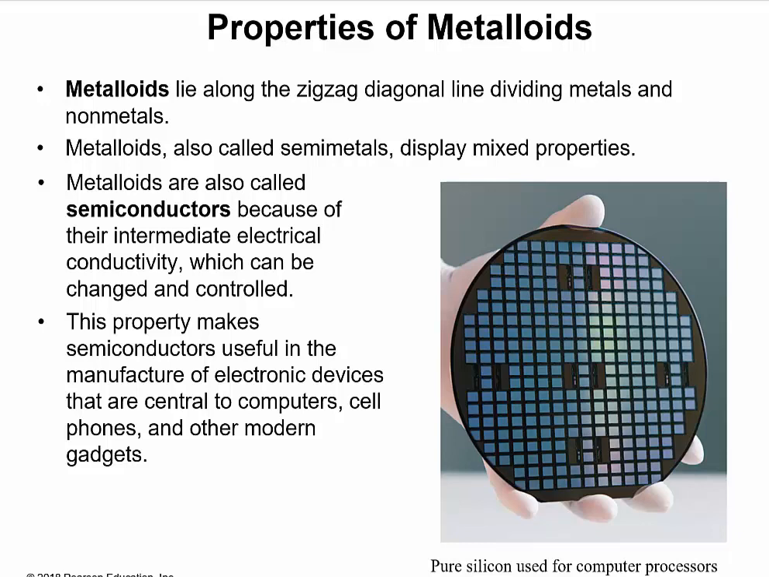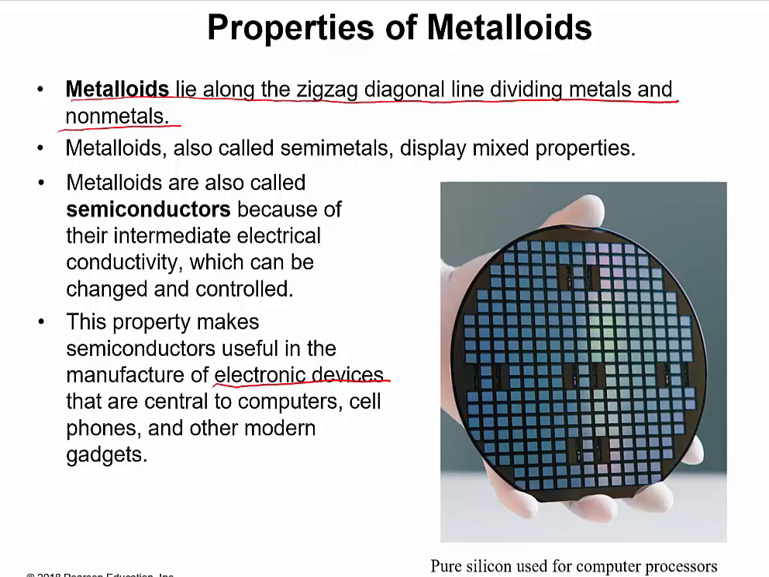What about metalloids? Metalloids, as we already know, lie along the zigzag diagonal line dividing the metals and the nonmetals. They have some properties of the metals. They also have some properties of nonmetals. And because of that, they are very good industrially. They are used in electronic devices. They are used to make most of the computers and everything based on computers.